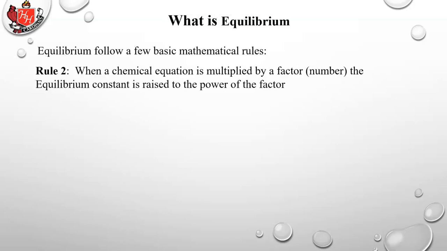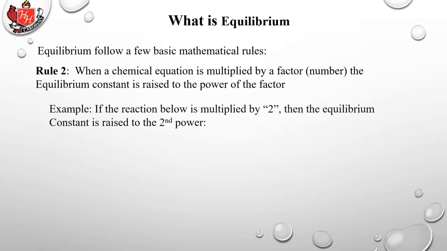Okay, next we have rule 2. When a chemical equation is multiplied by a factor, a number, the equilibrium constant is raised to the power of the factor. So for example, if the reaction below is multiplied by 2, then the equilibrium constant is raised to the second power. So if A plus B produces C has an equilibrium constant of 3, and then you multiply everything through by 2, then the equilibrium constant is not 2 times 3, it's 3 to the second power, and that would be 9. So you see these rules are not the same as Hess's law, so don't get the two confused.